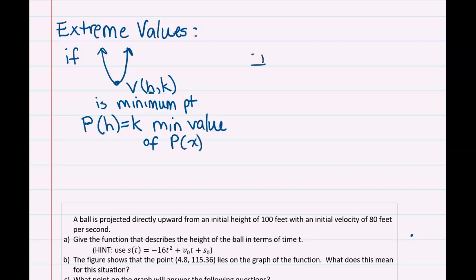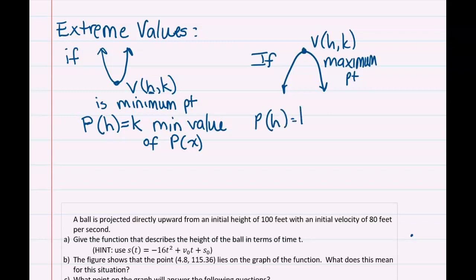Likewise, if we have a parabola that opens downward, our vertex is located at the tippy top, and it is said to be the maximum point. And we would say p of h is equal to k, and k is the maximum value of my polynomial or my quadratic p of x.